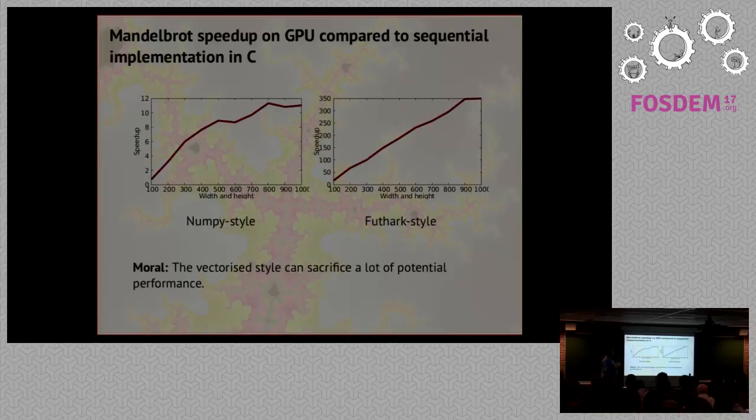So the performance difference between these two styles is something like this. They both scale pretty well as the number of complex numbers we're working on increases. But if you see where they top out, the NumPy style, where you write a lot of arrays, tops out at 12 times faster than sequential code. This is not Python code; this is GPU code written in a NumPy style. But in Futhark style, where we don't have all these memory accesses, it becomes 350 times faster than sequential C code.